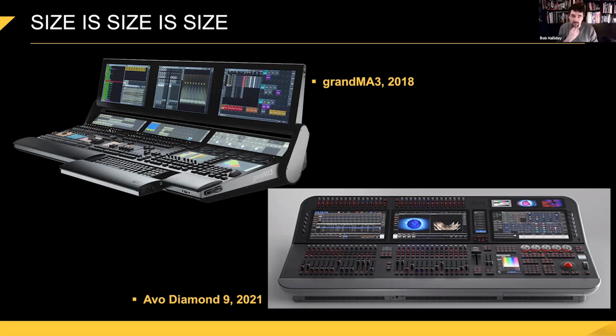This is the new Avo Diamond, which they launched a few days ago. Well, a few days before we did the first version of this, and so 2 weeks ago from doing the second version, which again is also a big, impressive console with lots of quick access to everything, including a little extra screen at the top because they're trying to integrate media control properly. Size still matters, apparently. Who knew?